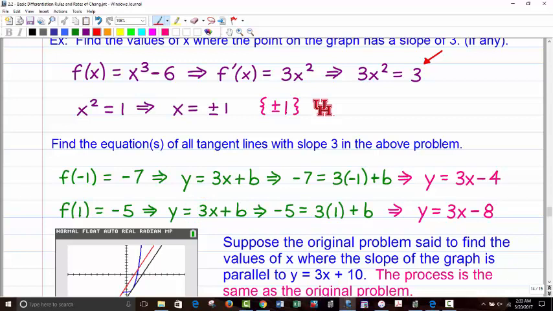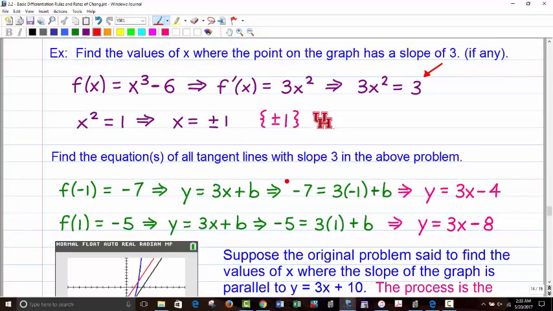They're just going to have different y-intercepts, different values for b, to prevent them from being the same line. So we have 3x plus b. So now we know that when x is negative 1, y is negative 7. So I put in negative 1 for x, negative 7 for y, solve that simple equation. You'll get b equals negative 4. So therefore, that line will be y equals 3x minus 4.